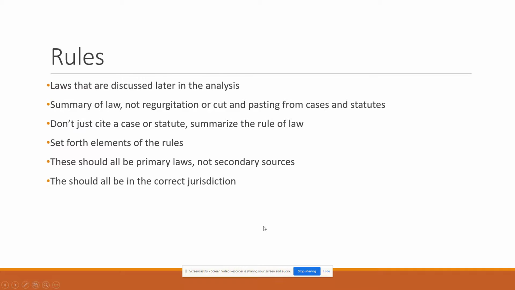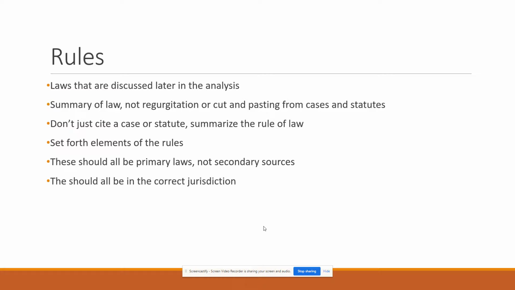Okay, so the rules are the laws. The laws might be, for example, the Constitution of the United States holds that there shall be no cruel and unusual punishment. And then you might have just a general summary of the law of one or two cases that you're going to be discussing later in the memo.